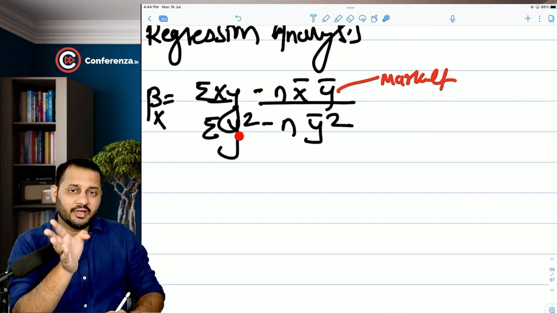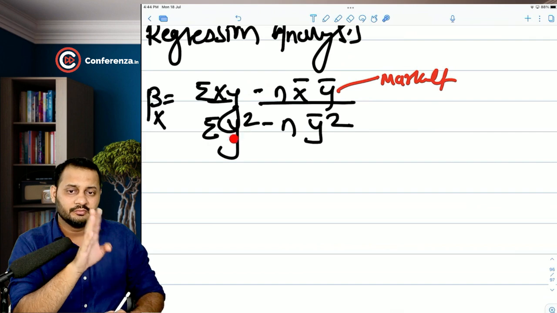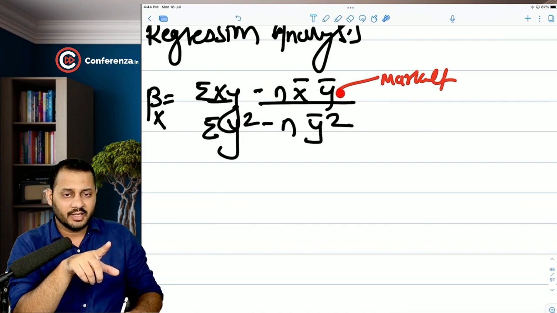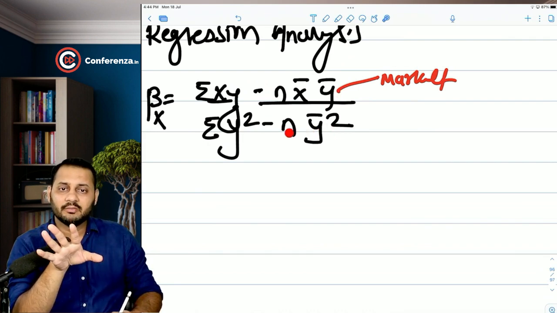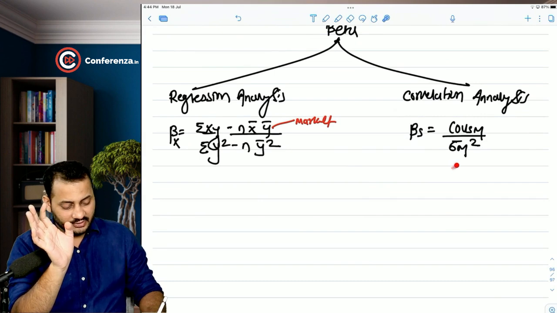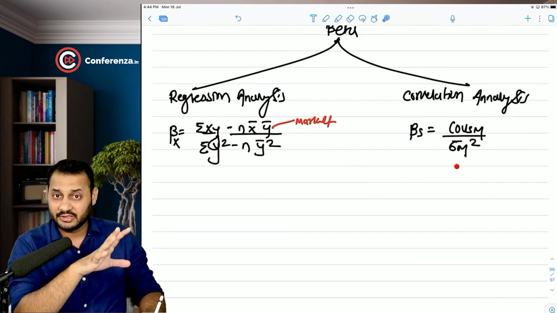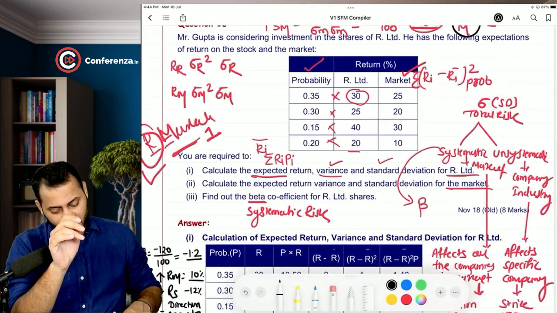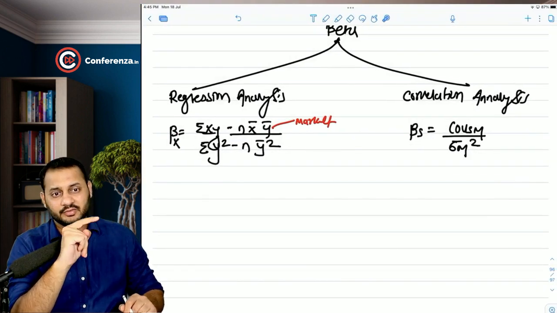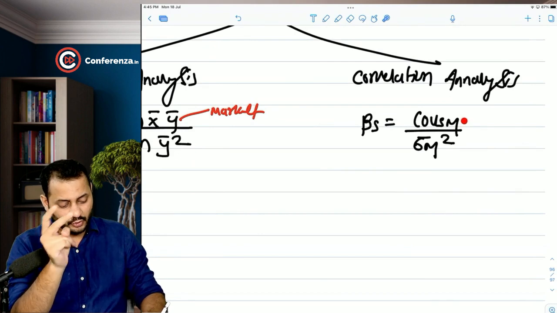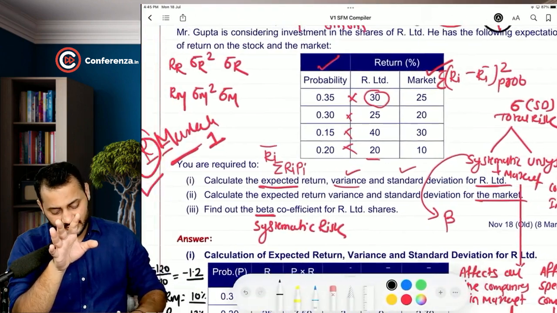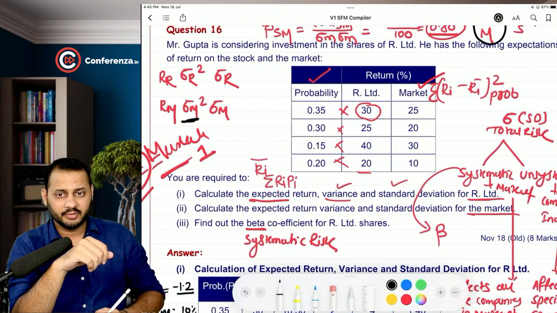Summation of y square means first square all the figures of the y column, market's return, and then total it. This is the expected return of market, then square of it, and then multiplied by n. We are going to solve this, and we are going to see how it comes into practice. But most of the time this is the one which you will get logically. In this question also, we are going to find out the beta coefficient of R Limited with the same example of covariance of this correlation analysis. Now for that purpose, we need covariance of the stock and the market and market variance. See, market variance has already been calculated by us here, if you remember, right?